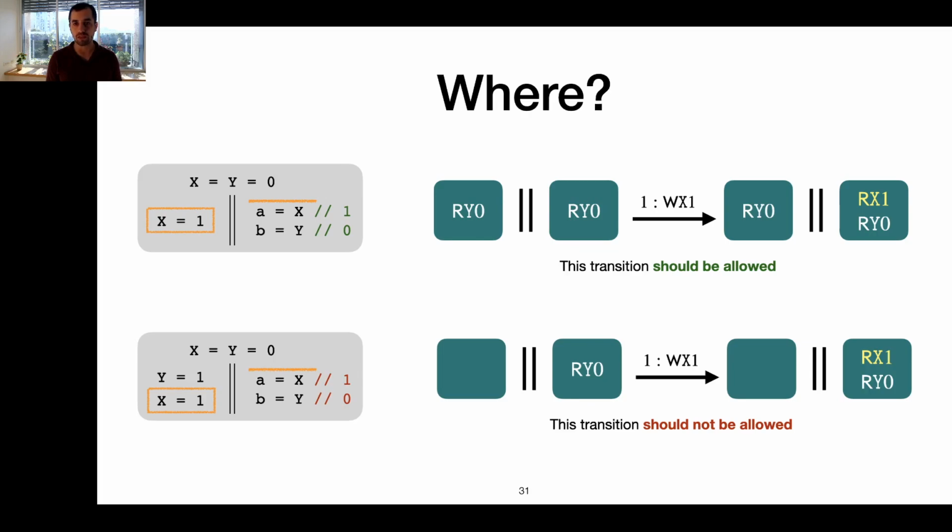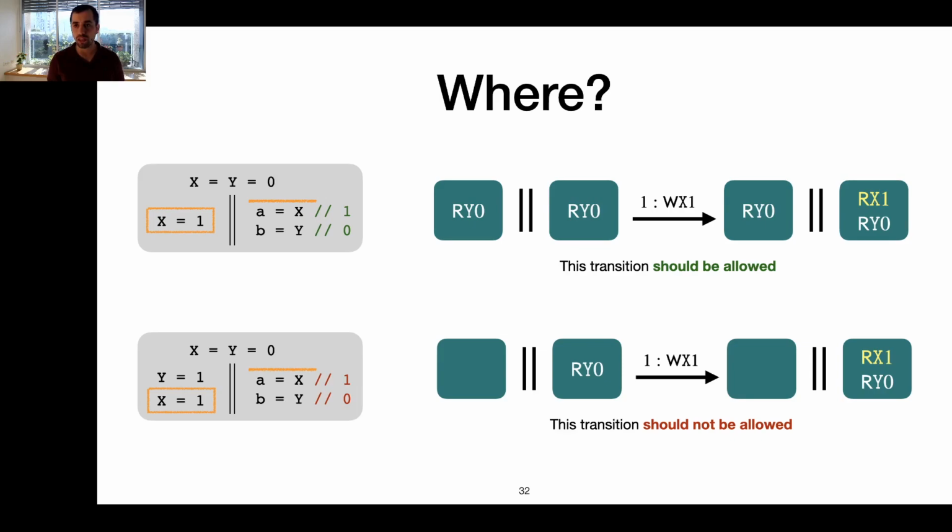Let's analyze two examples. In the first, we need to allow this behavior. After the first thread writes x=1, the second thread should be able to read 1 from X and then 0, the initial value, from Y. If we look at the potentials, then the option to read 0 from Y is in the potential of the second thread before the write of 1 to X by the first thread. So when the first thread does this write, it has to put the new option before an existing option in the potential of the second thread.